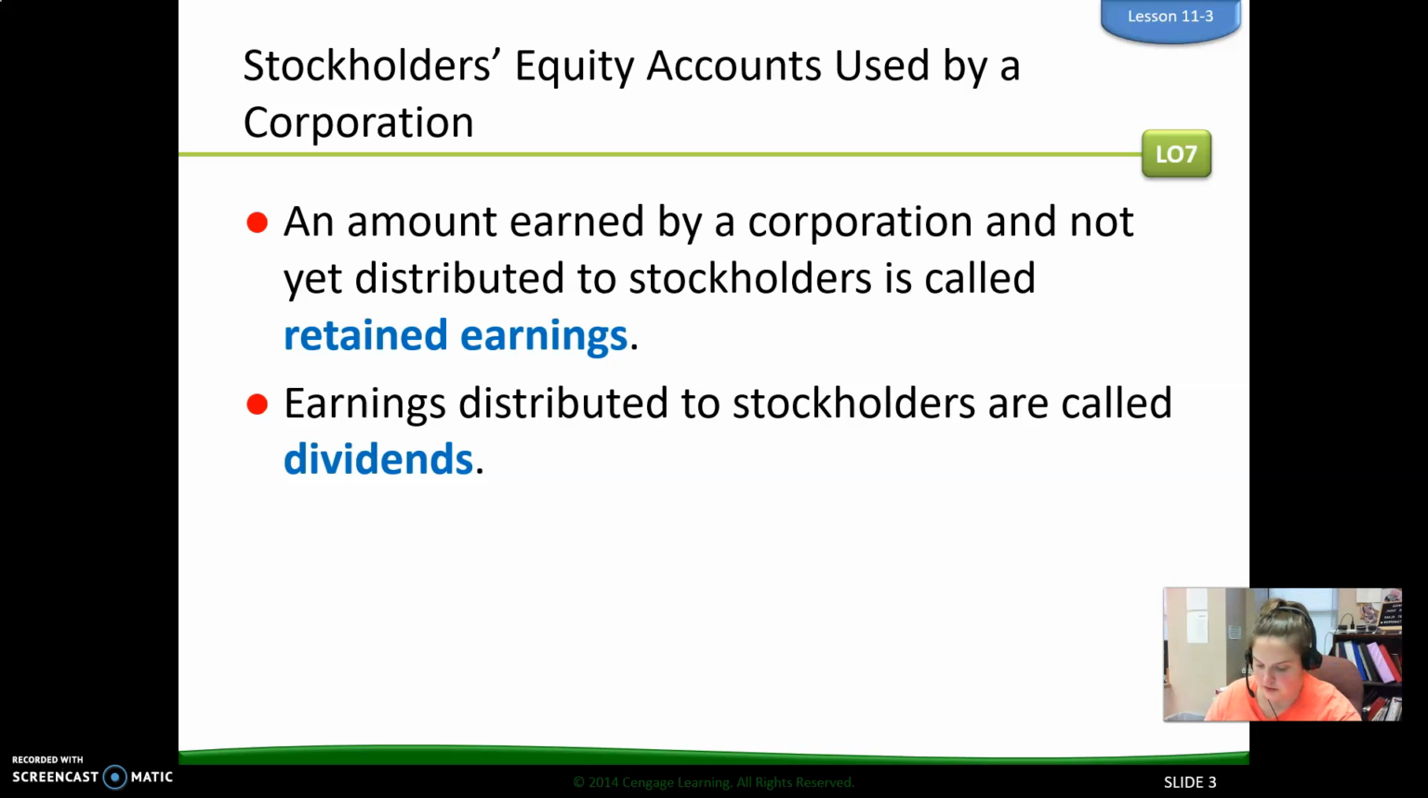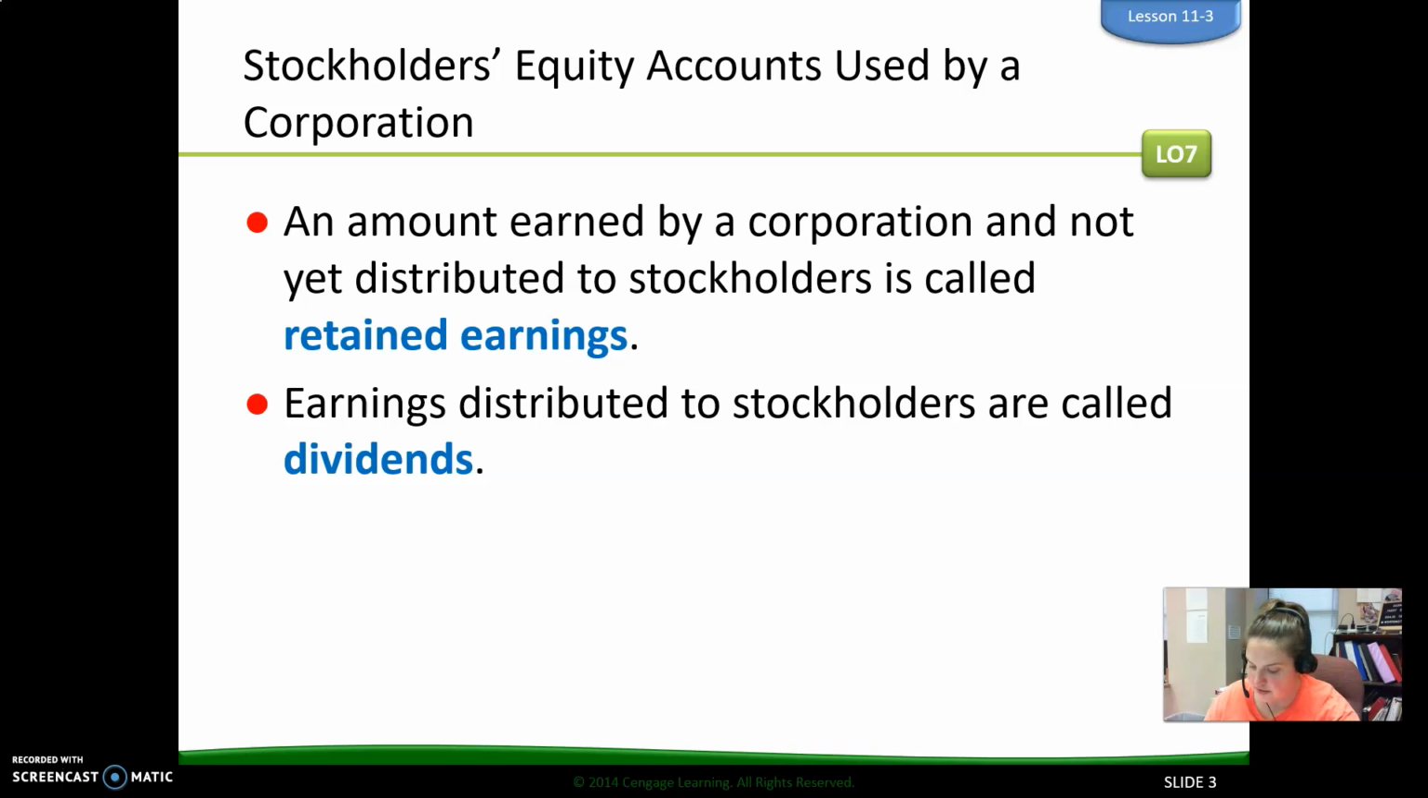Some of a corporation's income may be given to stockholders as a return on their investments. Earnings distributed to stockholders are called dividends. So not all the money that a business earns goes straight to dividends for the stockholders. Only a portion of it does. Those are the dividends. The part that the corporation holds on to, that's the retained earnings.